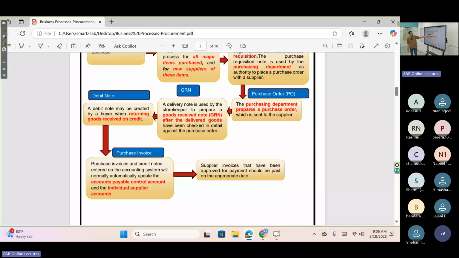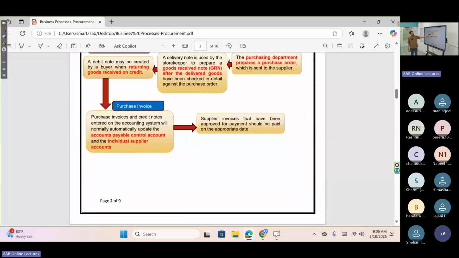Finally, the purchase invoice. Purchase invoices and credit notes entered on the accounting system will normally automatically update the accounts payable control account and individual supplier accounts. Once you receive the purchase invoice, or ideally once you receive the goods, you should make the entry: debit purchase and credit supplier. It's a simple process, the opposite side of sales.